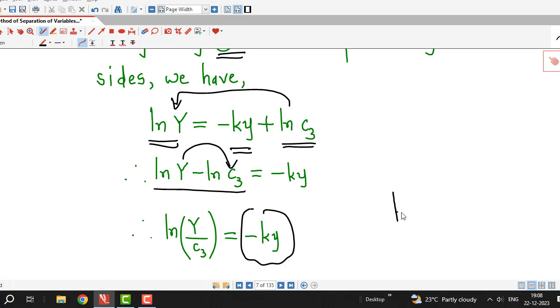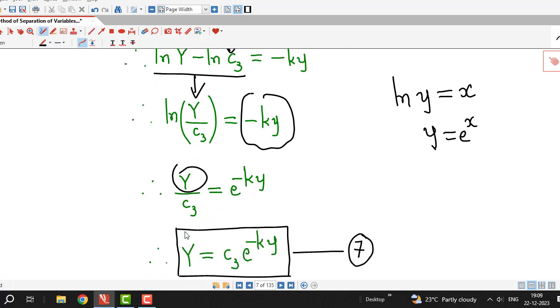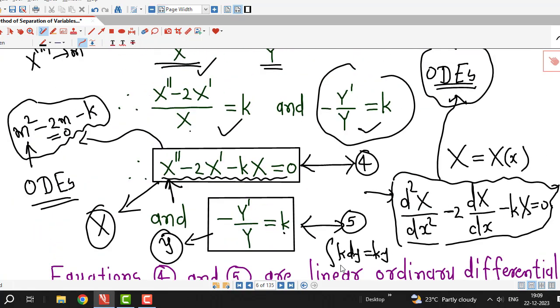Okay, we are applying this property: if I have log y equal to x, then y is going to be e to the power x. Here I have Y over C3, that is e raised to minus ky, and finally I obtain Y equal to C3 times e raised to minus ky. This is the solution of this first order ordinary differential equation, equation number 5.